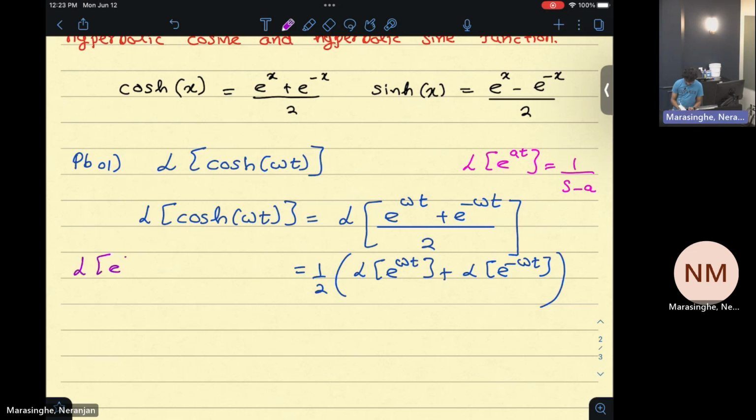Laplace of e to the omega t is 1 divided by s minus a. Now a is omega, right? Now this is your a. What is the Laplace transform of e to the minus omega t? Now instead of a, you have minus omega. So s minus minus omega is equal to 1 divided by s plus omega.